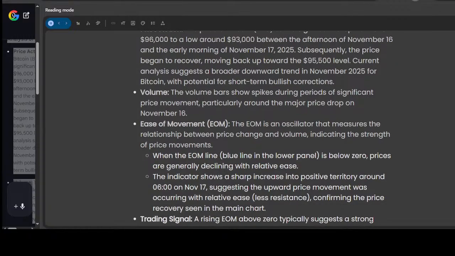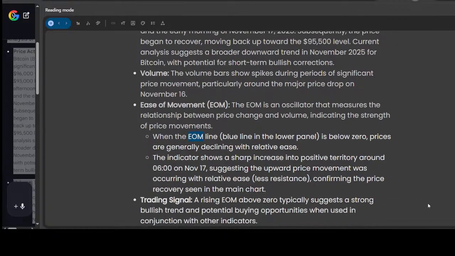Okay, so when the EOM line, the blue line in the lower chart panel, is below zero, prices are generally declining with relative ease. In this case, the indicator shows a sharp increase into positive territory around 6 o'clock on November 17th, suggesting the upward price movement was occurring with relative ease, less resistance, confirming the price recovery seen in the main chart.